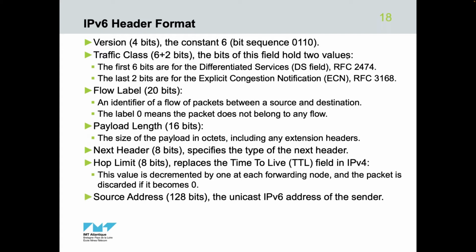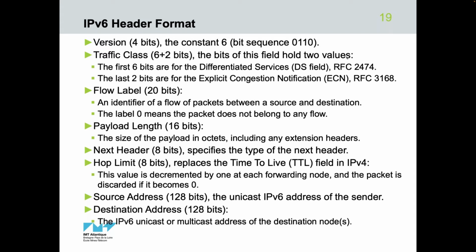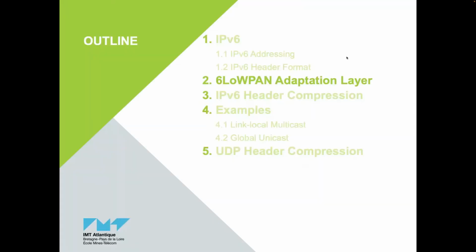The next field is the source address, which consists of 128 bits, and it is the field of the original source of the IPv6 datagram. And finally, we have the same thing for the destination address. So we have a 128-bit address field for the destination of the IPv6 datagram. So this was a quick overview of IPv6 addressing and the header format, which will help us go over the 6LoWPAN adaptation layer and more specifically to section 3 regarding the IPv6 header compression.